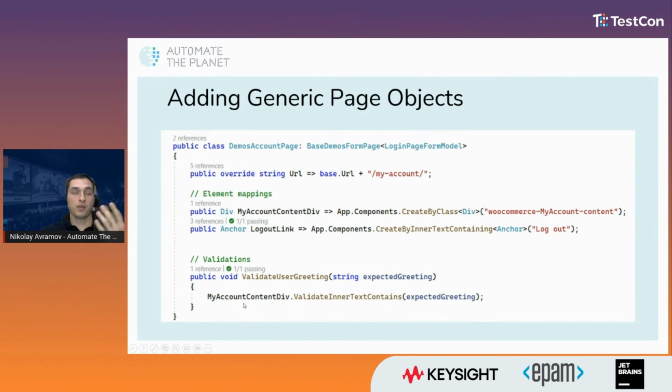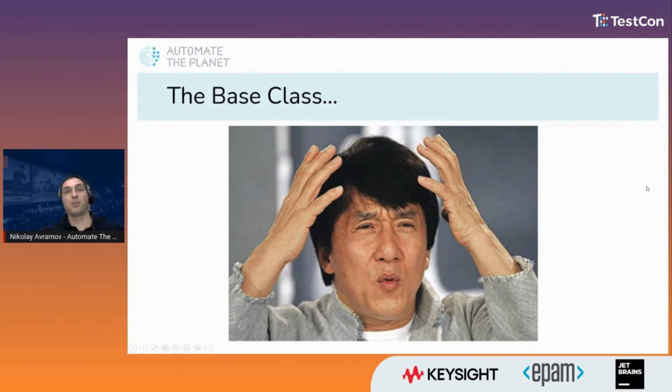Of course, we can add validations and other methods here on the page object model, but now it looks much more concise and readable. You can also see that we have a base demos form page. I will just skip that part for now because I don't want to overwhelm everyone. You might scratch your head a couple of hours to see what's going on there, but I have everything in my repo, so I'm going to show you how to use it.